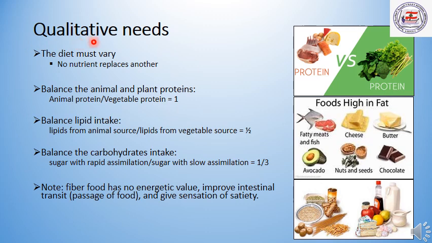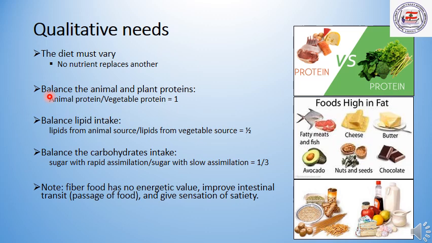The second factor that controls the daily food ration is the qualitative need. One must know that the diet must vary. What does this mean? This means that no nutrient replaces another. One can never have carbohydrates to replace proteins. Every single nutrient has a very specific importance in the diet of an individual.